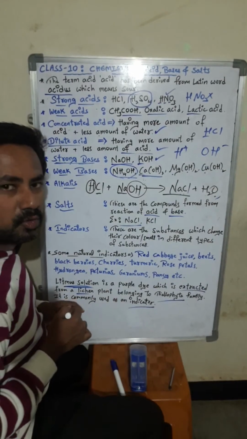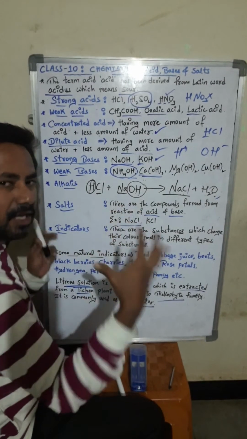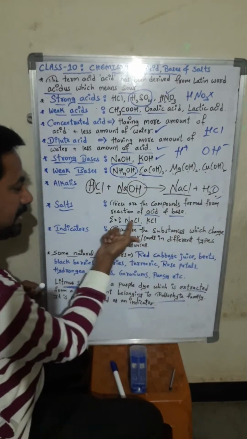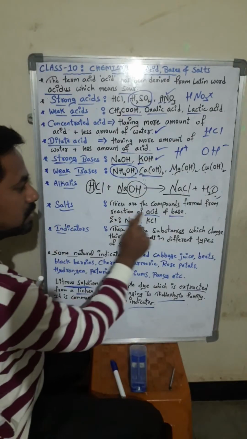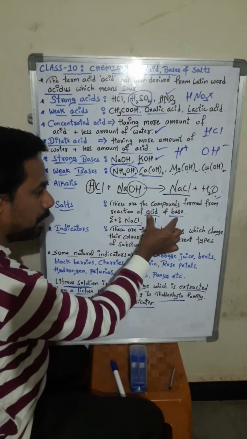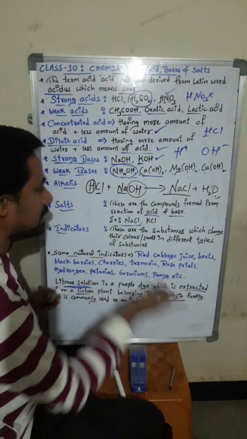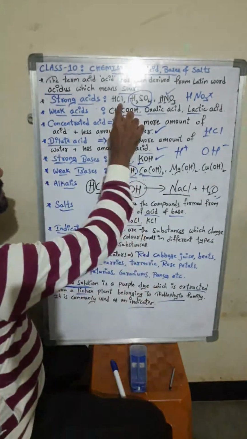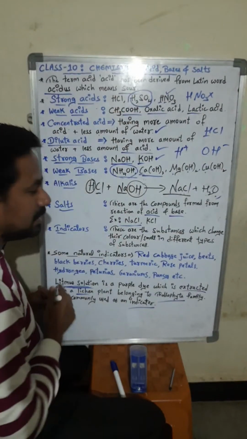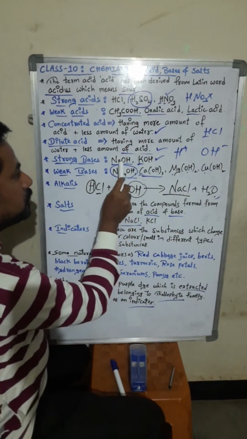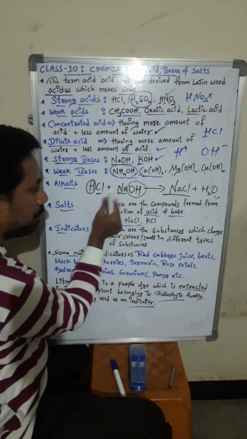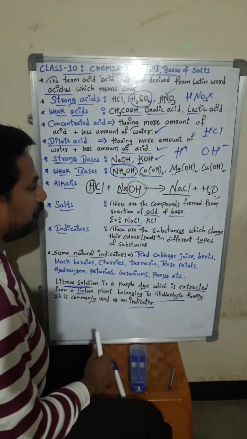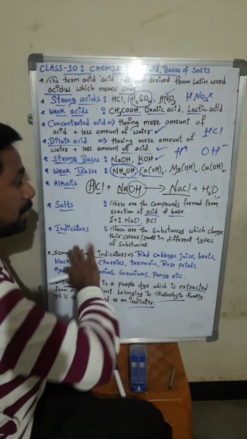Just now I have told you: when acid and base we combine, salt and water is formed. So by this reaction we can easily identify how salts are formed, students, by combination of acid and base. HCl, hydrochloric acid, strong acid. NaOH, strong base it is. When we combine these, a chemical reaction takes place. Which reaction takes place? Double displacement.